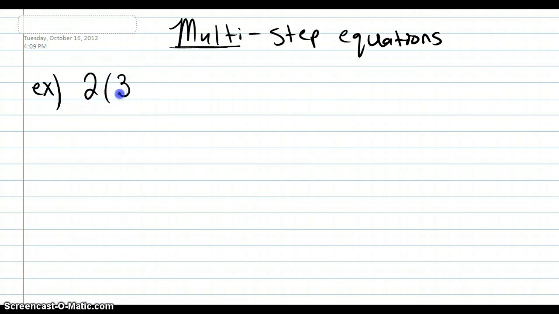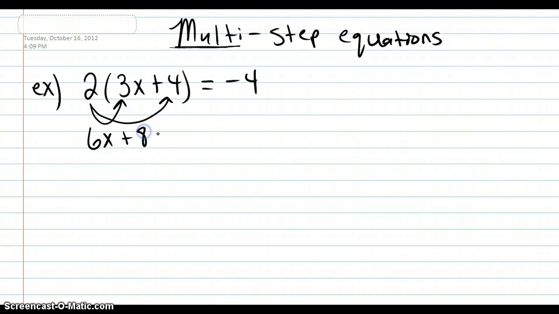2(3x + 4) = -4. Now, the parentheses means you need to distribute or multiply. 2 times 3x is 6x. 2 times a positive 4 is a positive 8. Bring down the equals, bring down the negative 4. Now, the whole point, remember, is to get x by itself. But right now, we have a positive 8 in the way. To get rid of a positive 8, you do the opposite of positive, which is a minus 8.